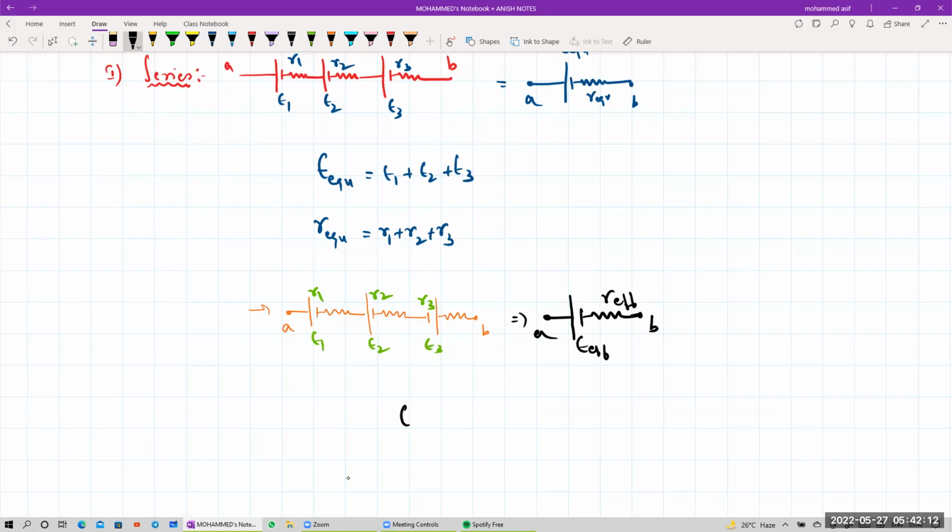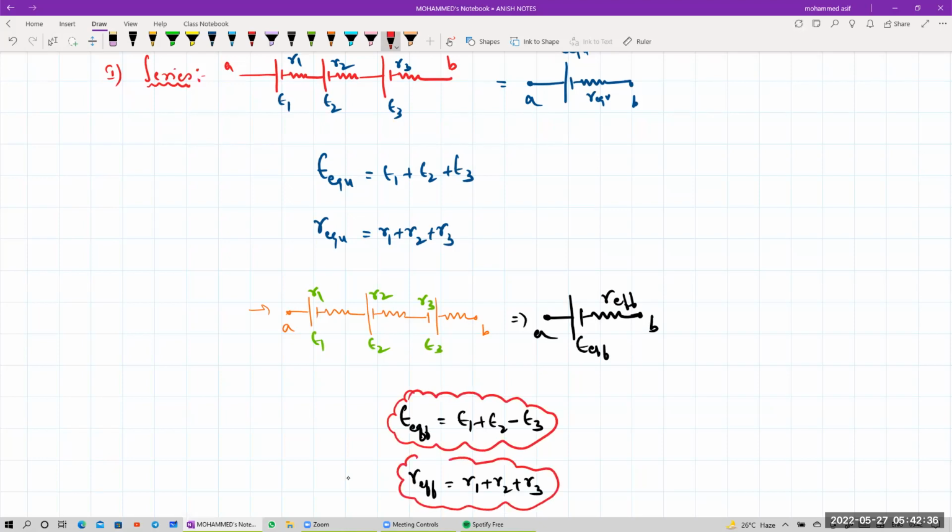Tell me what will be the E effective? E effective will be equal to E1 plus E2, and this one is minus of your E3. Then R effective will be equal to your R1 plus R2 plus R3. Done?